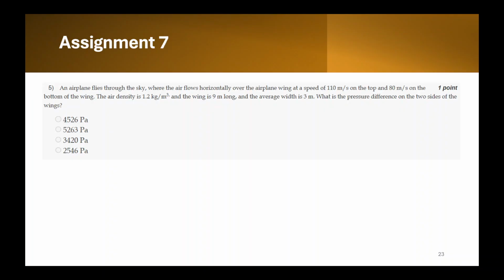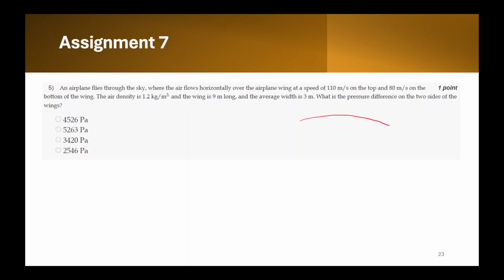Next question from assignment 7. An airplane flies through the sky where the air flows horizontally over the airplane wing at a speed of 110 meters per second on the top and 80 meters per second on the bottom of the wing. The air density is 1.2 kg per meter cube and the wing is 9 meters long and the average width is 3 meters. What is the pressure difference on the two sides of the wing?